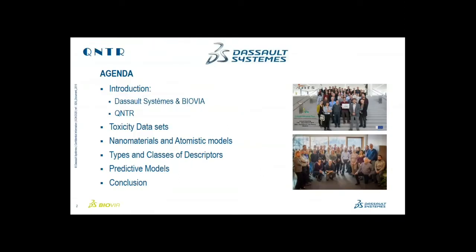All right, so very briefly, let me introduce the system BioVia, and what we mean by QNTR, Quantitative Nanotoxicity Relationship. I will talk about the data set of toxicity that Otmar just showed before me this morning, look at the nanomaterials and the atomistic models that Nick was also presenting, and what type of descriptors we use: size, shape, surface area, dipole moment, and so forth, that were used to build those SARs, and the models we built, and a brief conclusion.